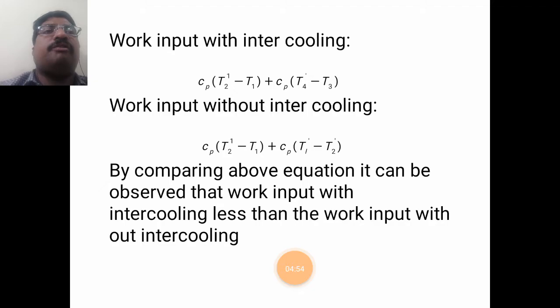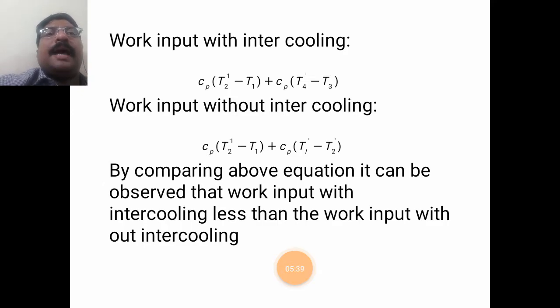Now, what is the work input with the intercooling system? Work input is nothing but compression work. Compression takes place between points 1 and 2, and between 3 and 4. With the intercooling system, the work input of the compressor is equal to Cp into (T2' minus T1), where T2' represents the actual temperature, plus Cp into (T4' minus T3). The work input without intercooling is Cp into (T2' minus T1) plus Cp into (T4' minus T2').